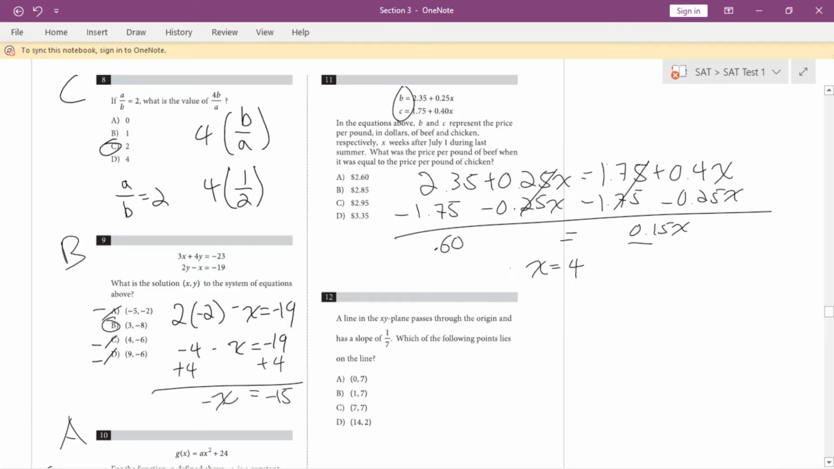But I'm not looking for x, I'm looking for b or c, so let's plug it back in. I'm going to plug x equals 4 back into b because it's going to be easier to do it there. I get 2.35 plus 0.25 times 4. Well, 0.25 is basically 1/4, and 1/4 times 4 is 1. Oh, not equals, plus. So 2.35 plus 1 is equal to 3.35, and that is option D, delta.